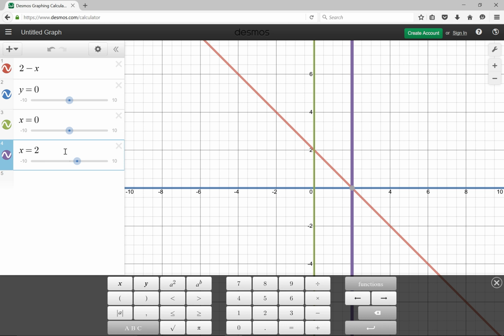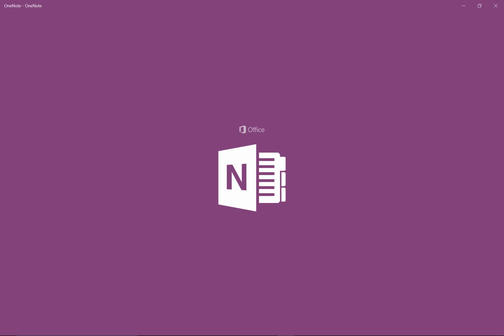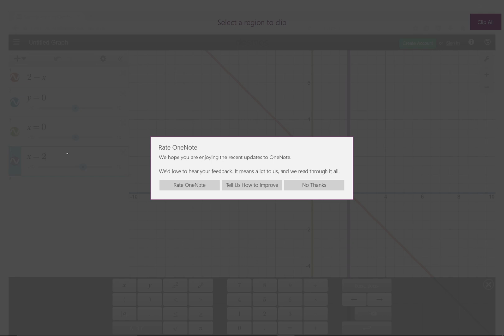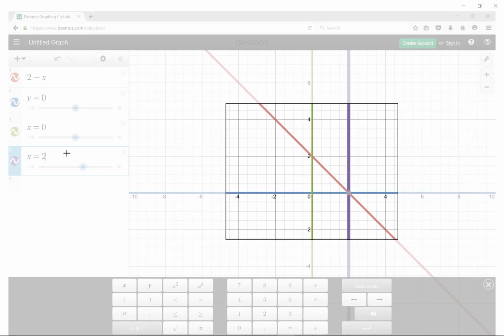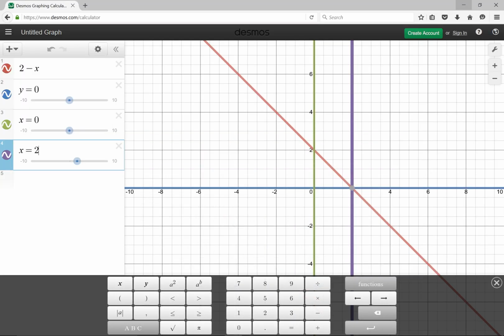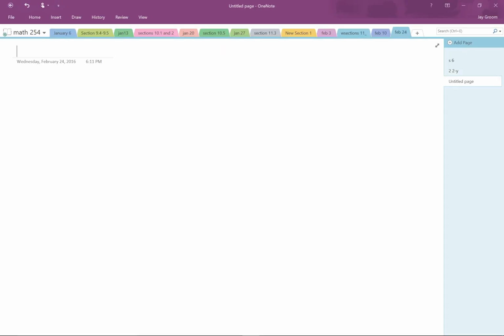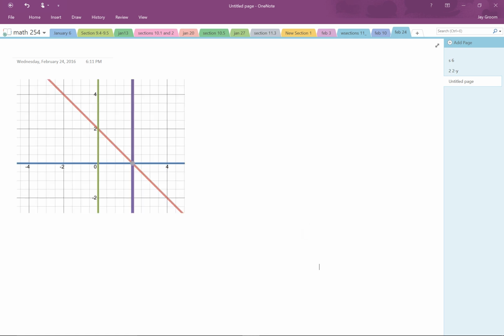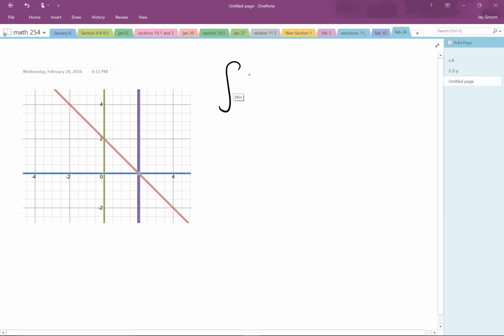I'm going to copy this and paste that into my notes real quick so that we can take a peek at it a little closer. And so here's my picture. And again, we are integrating from 0 to 2 minus x, and from 0 to 2. So that's this region in here. X plus y, dy, dx. Okay, that's what we're doing.